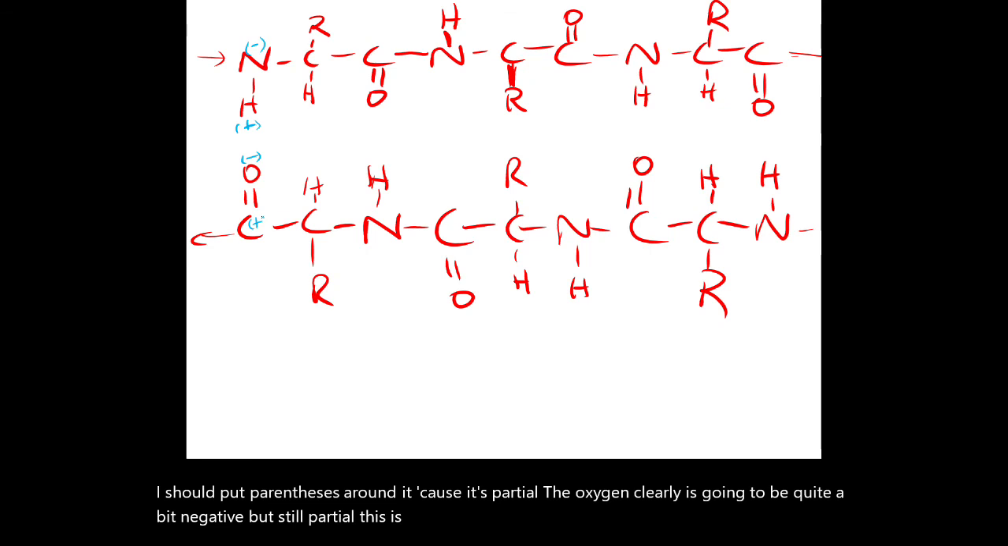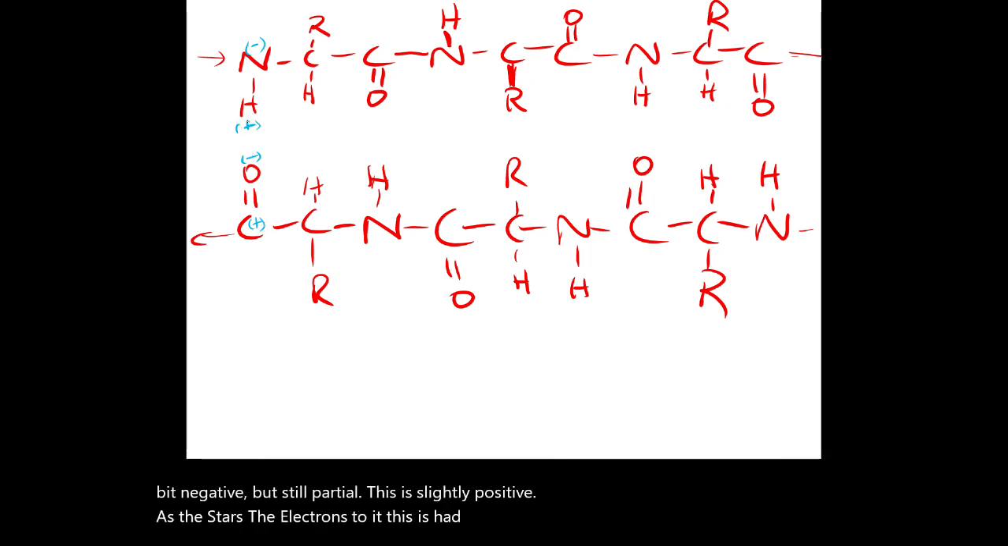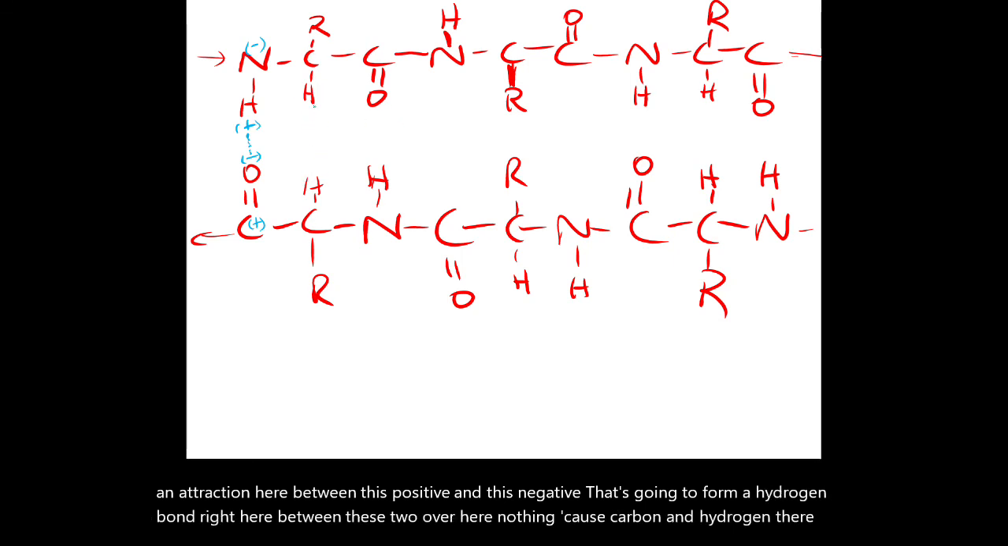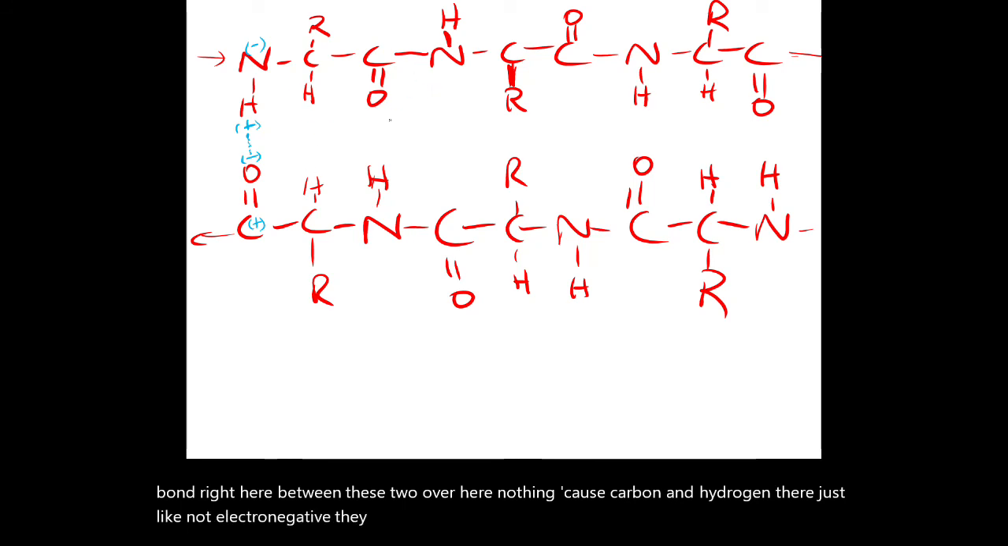This is slightly positive because this draws the electrons to it. This has had the electrons sort of taken away from it. So there's an attraction here between this positive and this negative. That's going to form a hydrogen bond right here between these two. Over here, nothing, because carbon and hydrogen are just not electronegative. They don't do anything in terms of pulling electrons. Here again, we've got negative, we've got positive.